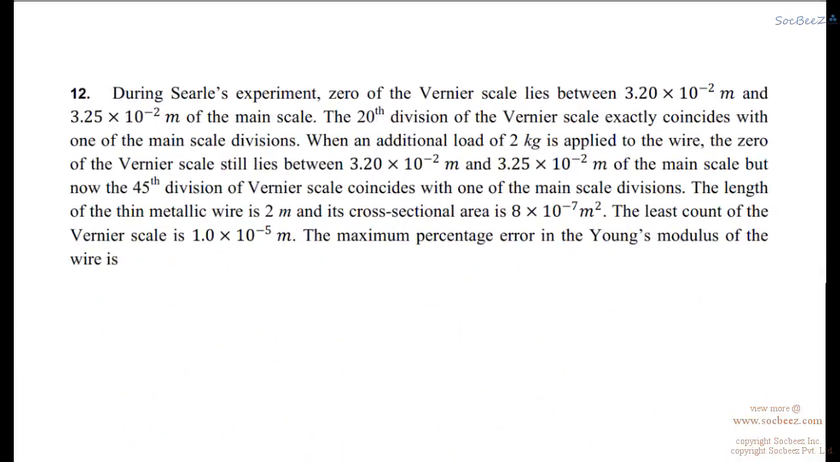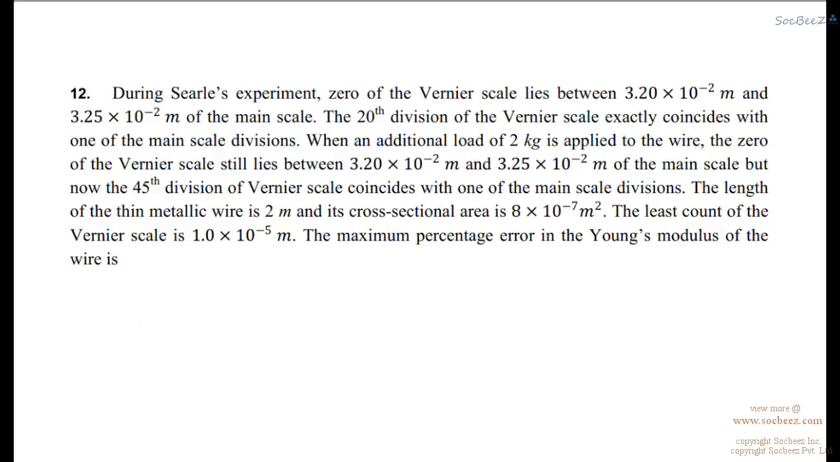Okay, so now let's see another question. Question says, during Searle's experiment, 0 of the vernier scale lies between 3.2 into 10 raised to the power minus 2 meter and 3.25 into 10 raised to the power minus 2 meter of the main scale. The 20th division of the vernier scale exactly coincides with one of the main scale divisions. When an additional load of 2 kg is applied to the wire, the 0 of the vernier scale still lies between 3.2 into 10 raised to the power minus 2 meter and 3.25 into 10 raised to the power minus 2 meter of the main scale.